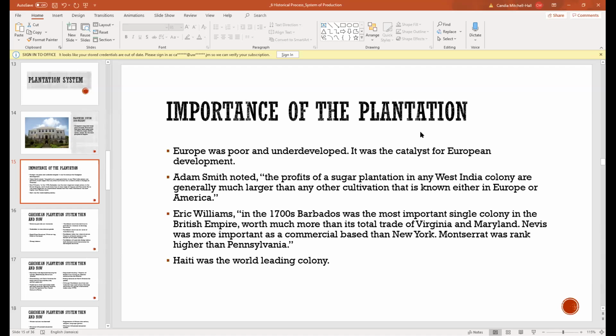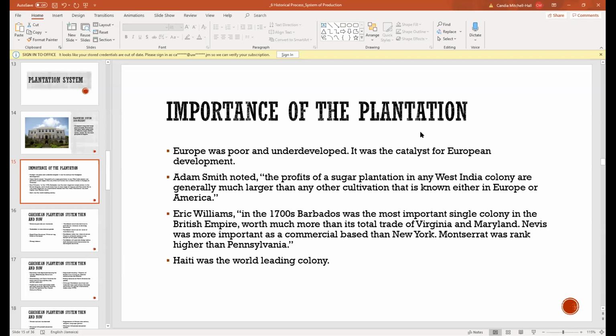In fact, Eric Williams, former Prime Minister of Trinidad and Tobago, one of the longest serving prime ministers in the Caribbean, said that in the 1700s, Barbados was the most important single colony in the British Empire.